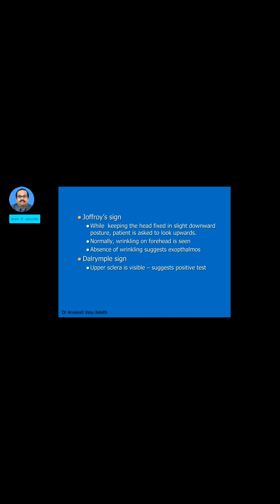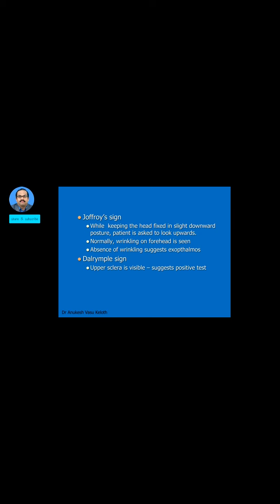Next is the Joffroy sign. In the same position, you're sitting in front, you're fixing the head with your palm so that the person doesn't turn the head upwards while looking. And here what you're looking for is, while the head is kept slightly downwards or even slightly straight, with partial downward gaze, you ask the person to look upwards. When we look up, it is natural for us to use our forehead muscles and there will be wrinkling in order to look upwards.